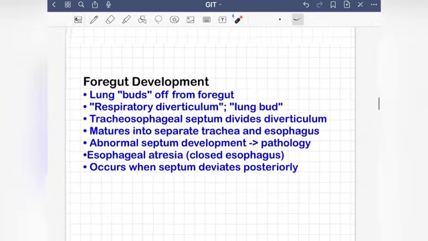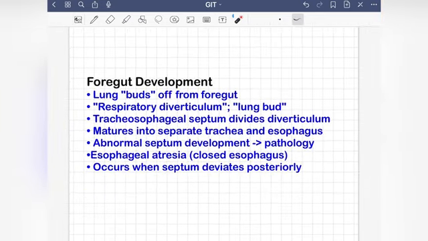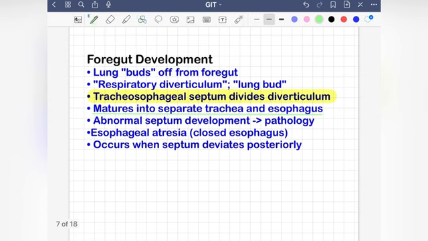Now, let's talk about each of these three sections of the embryonic gut tube: the foregut, the midgut, and the hindgut. I'll talk about how each section develops and the important anomalies that you need to know about for Step 1. We'll start by talking about the foregut. This is what forms the esophagus and the stomach, and the most important thing to know about the foregut is that the lung will bud off from the esophagus in the developing embryo. This budding off of the lung is called the respiratory diverticulum or the lung bud.